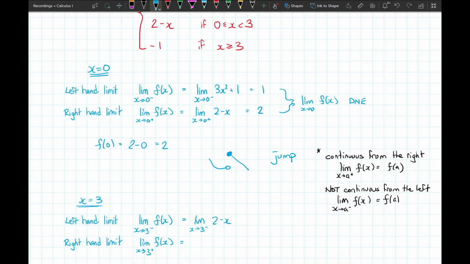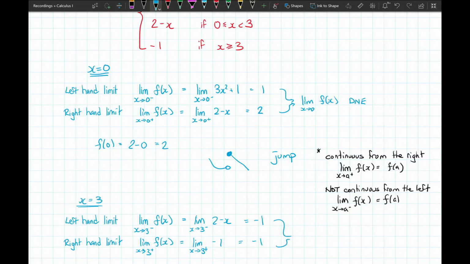That function is defined at x equals 3, and it's just a polynomial, so we can plug that in and we get -1. And we can try the same thing from the right-hand side, and if we approach 3 from the right-hand side, we'll be in the interval for x greater than 3, in which case we're just looking at the function -1. And that's a constant, so the limit of a constant is just equal to itself, -1.